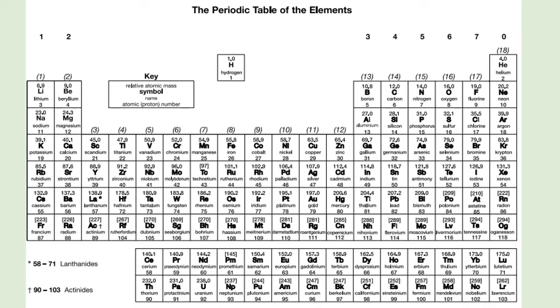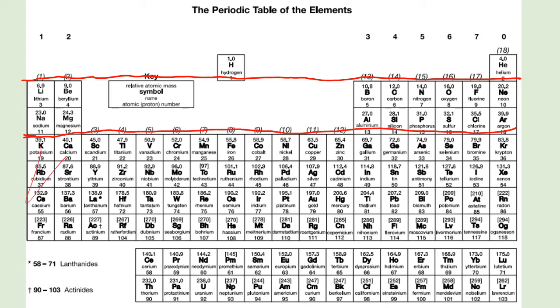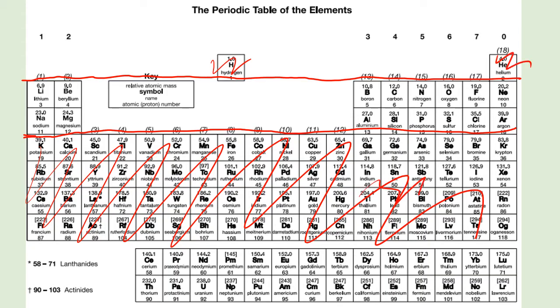So, periods 2 and 3 then. What we're looking at is period 2, lithium across to neon, and period 3, sodium across to argon. So we're not looking at any of these, we're not looking at anything else. We are looking at all those elements from lithium across to neon and sodium across to argon.